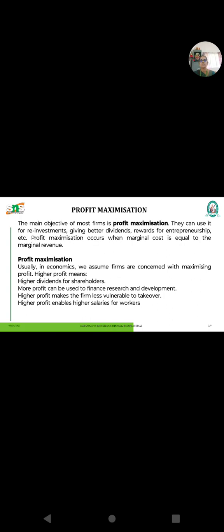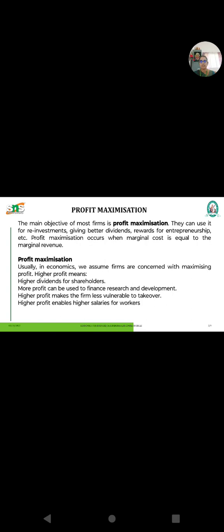And if we invest in more securities, we'll be able to get better dividends, and it is one of the important reward for entrepreneurship. Profit maximization is most important advantage, and it occurs when marginal cost is equal to marginal revenue. Profit maximization in economics means earning higher profit.